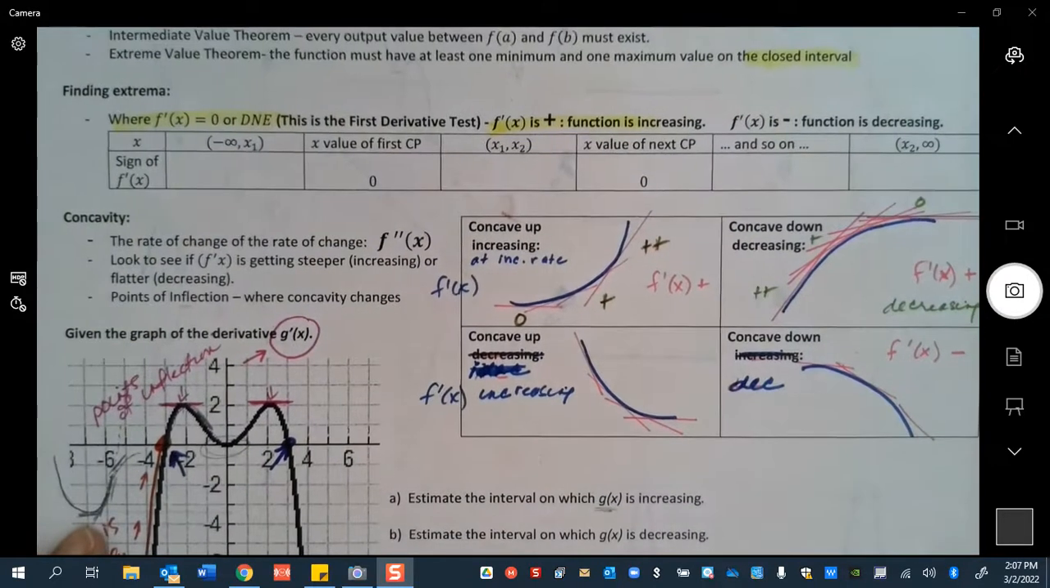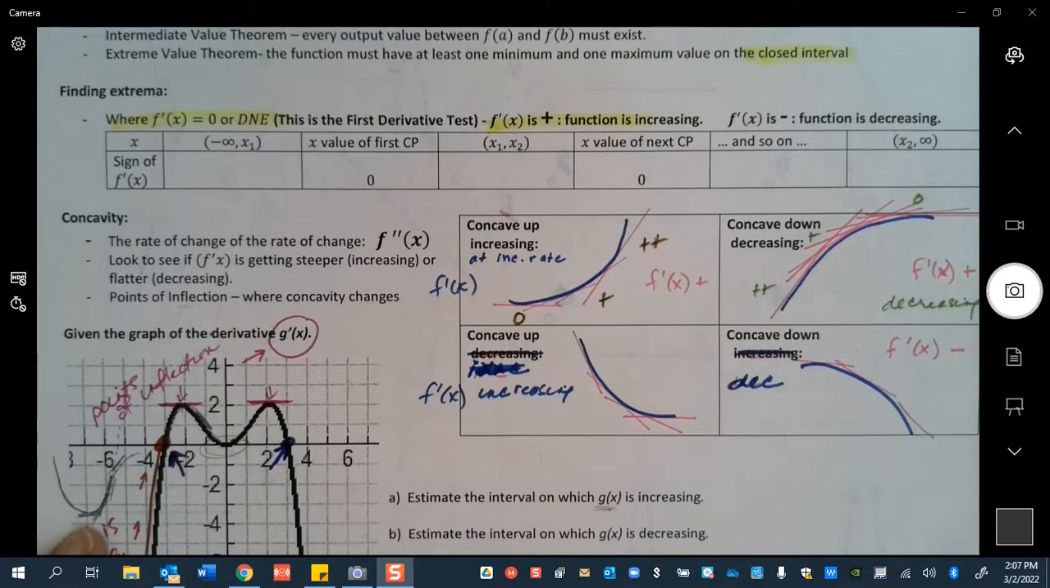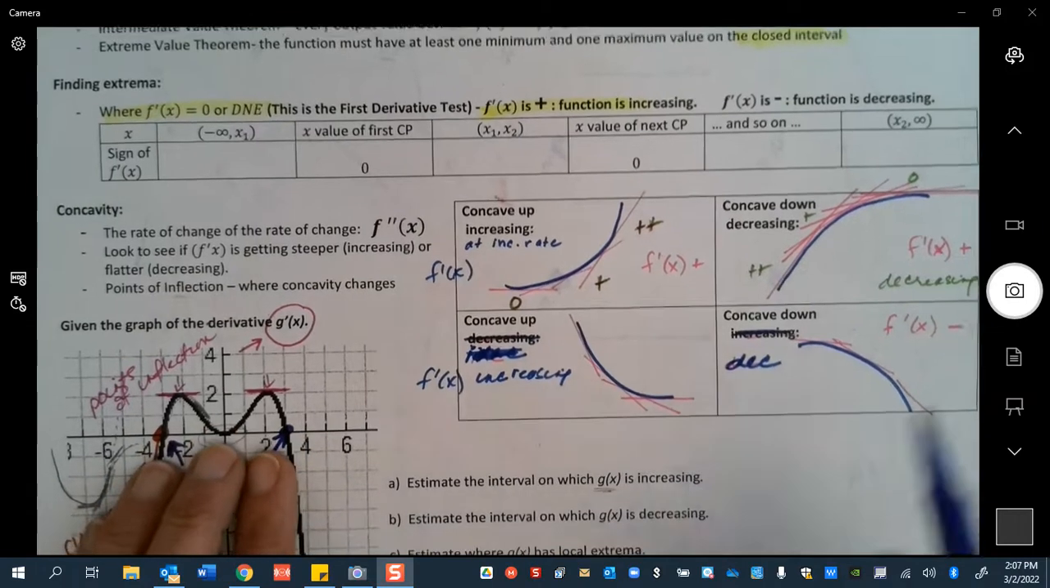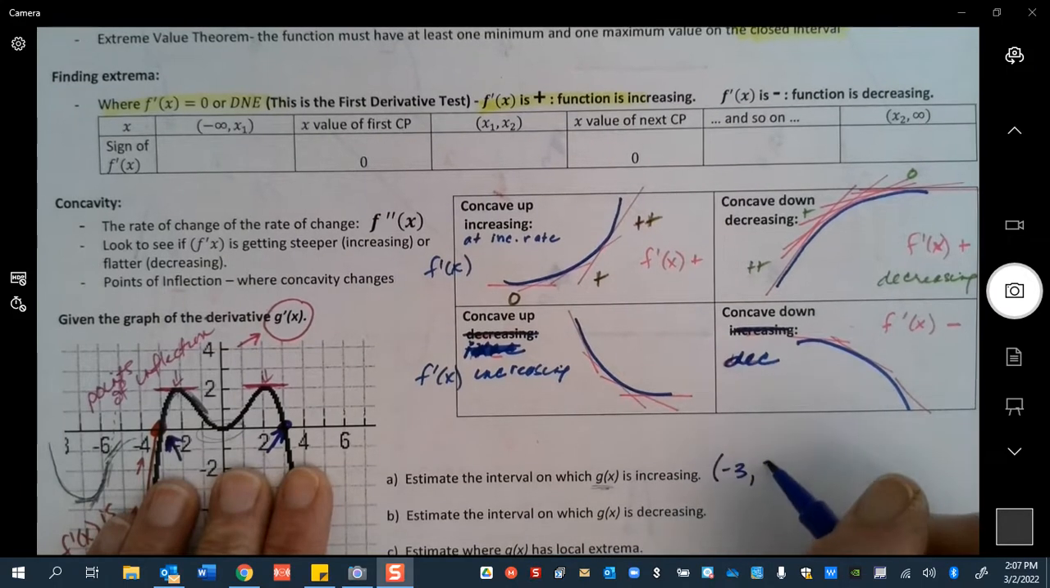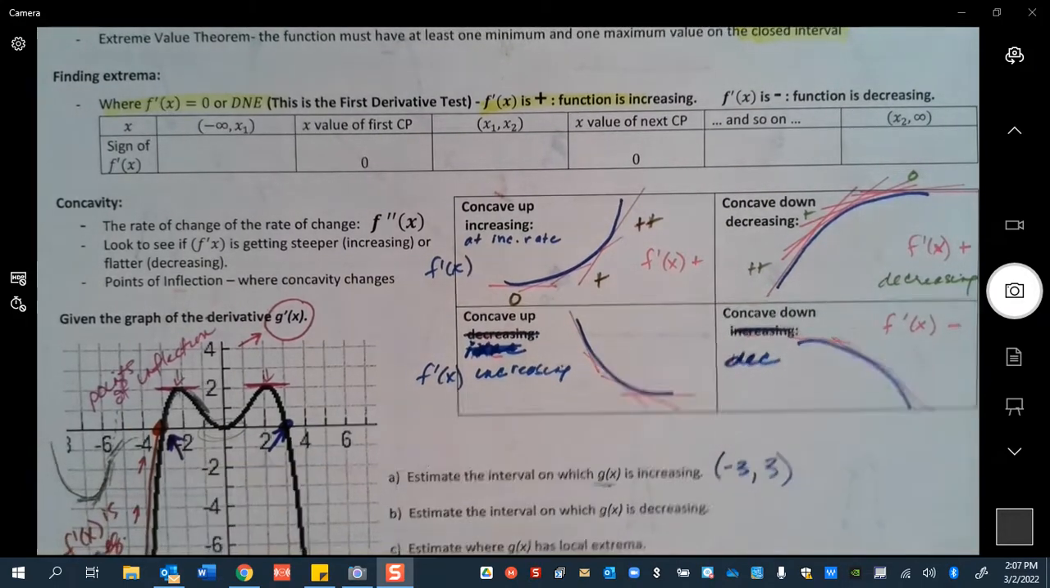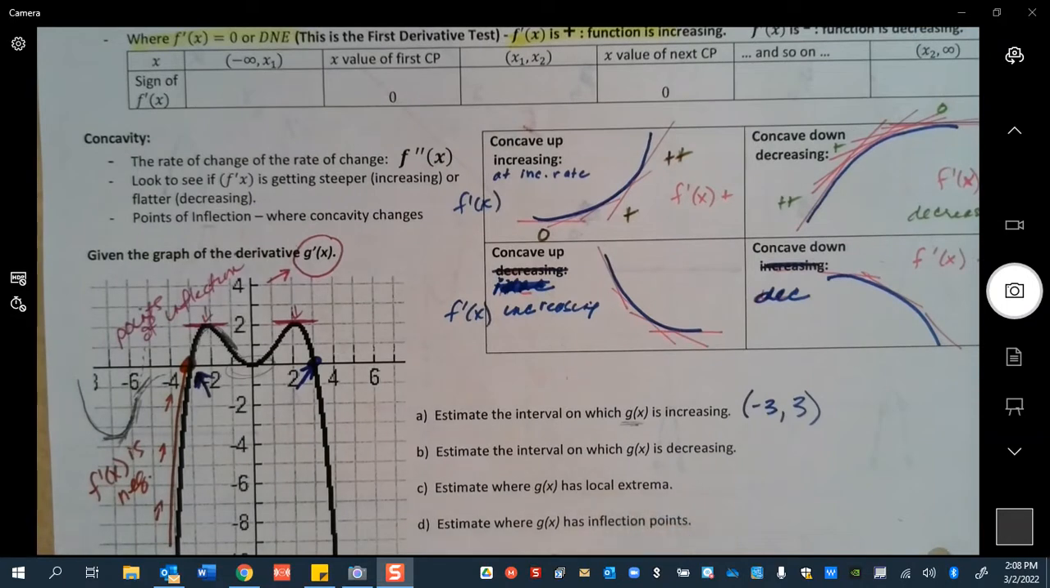If my derivative is positive, my function is increasing. So any place that has a positive derivative, my function is increasing. So from negative 3 all the way up until 3, that function is increasing. My original function is growing and getting bigger.